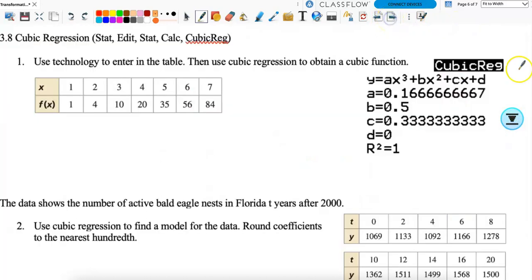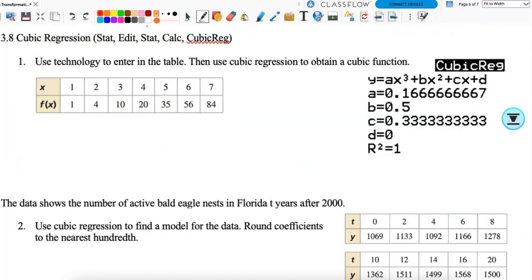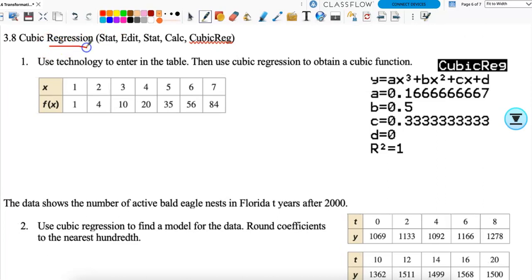We are going to continue with a nice little review. We have done regression for linear and quadratic, and we're going to do regression again for cubic. So if you remember, when we're doing regression, we have to use calculator, and we're going to press the stat button, edit button, and type in our table. So pull up your calculator, and let's do this.